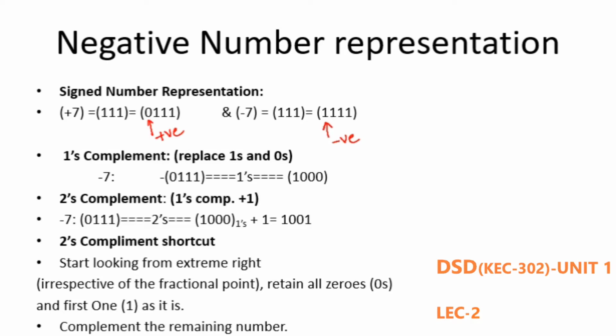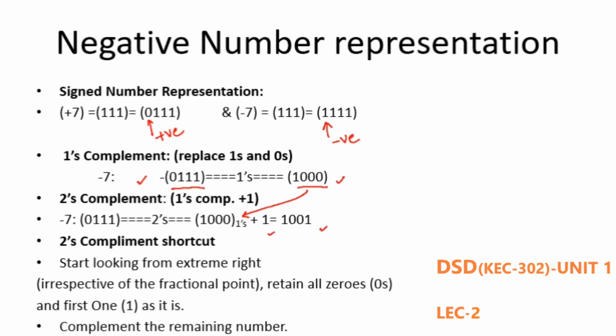Now coming to the ones complement system. In the ones complement system, this 7, when written in binary as 0 triple 1, is represented in ones complement form by just flipping the bits. That means 0 is replaced by 1 and 1 is replaced by 0. So the number becomes 1 triple 0. This is my ones complement. Similarly, now going to the twos complement, I use this ones complement and then add 1 to it to get my twos complement. So it becomes 1001.